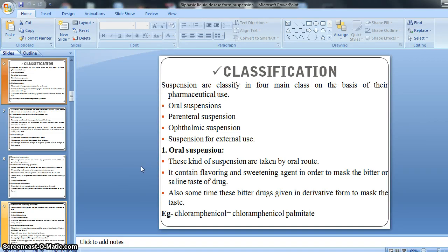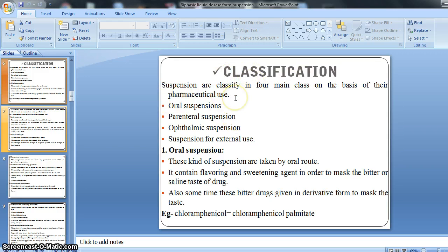Once again, welcome. So, we are studying the biphasic liquid dosage form, that is suspension, right? Already we have covered in our previous lecture the introduction of suspension and some advantages and disadvantages of that, and also we had started the classification, right?